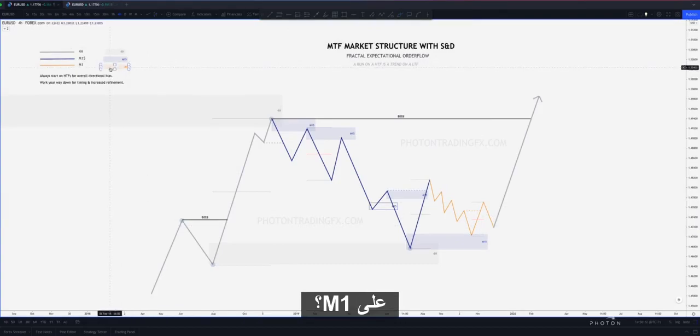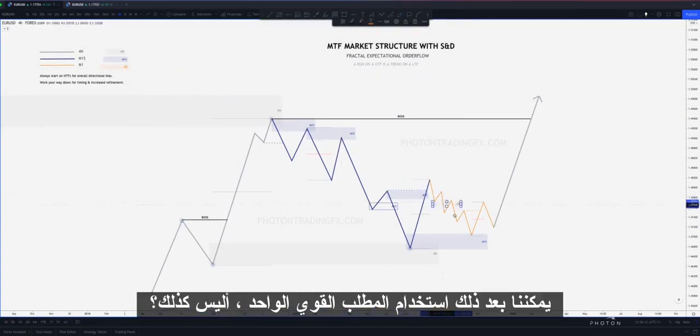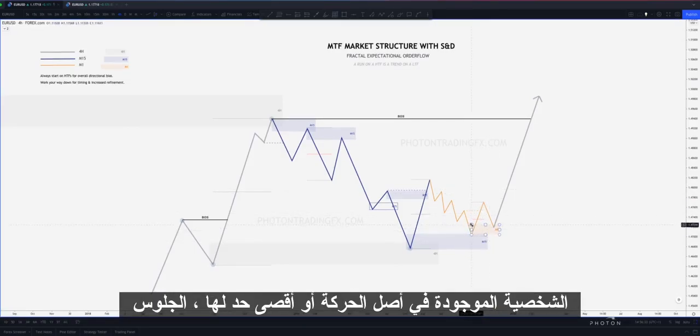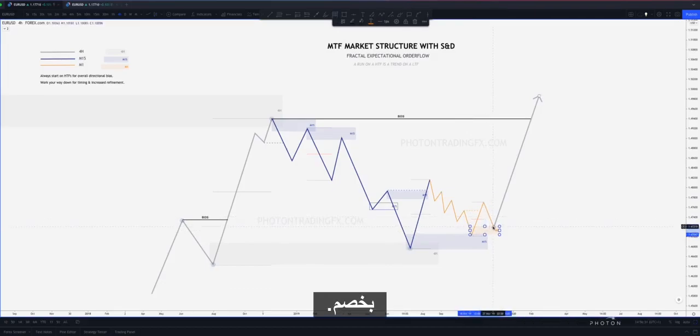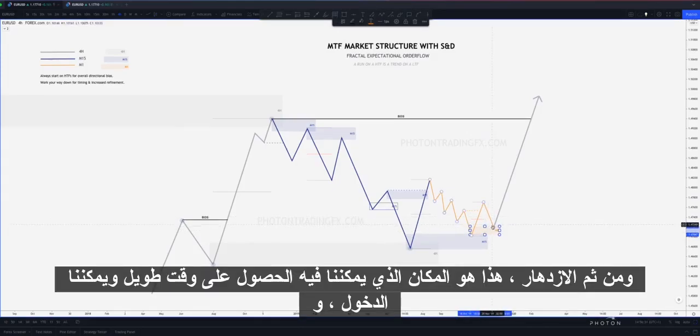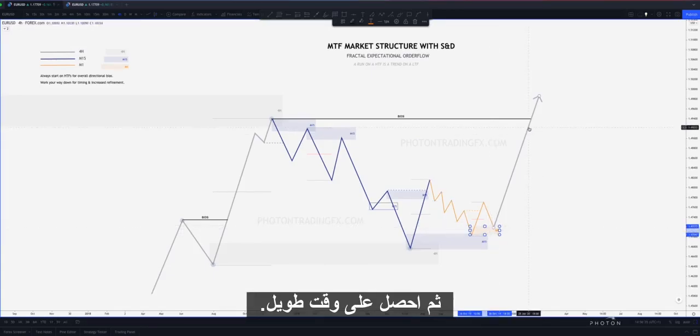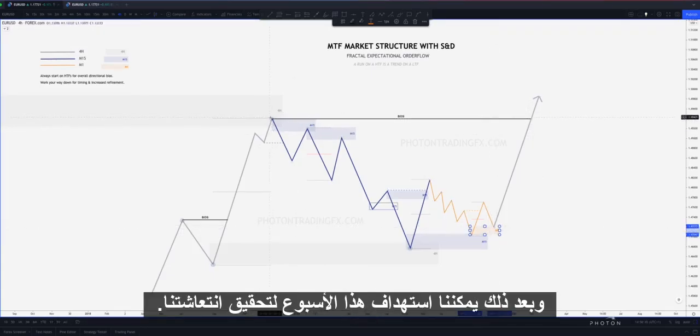But what else can we use on the M1? We can then use the strong M1 demand that led to the M1 break of structure, that led to the M1 change of character. That's in the origin or the extreme of the move, that's sitting in a discount, and then boom, this is where we can get long and we can enter, and we've used all of that confluence across multiple time frames to then get long, and then we can target that weak 4-hour high, right?